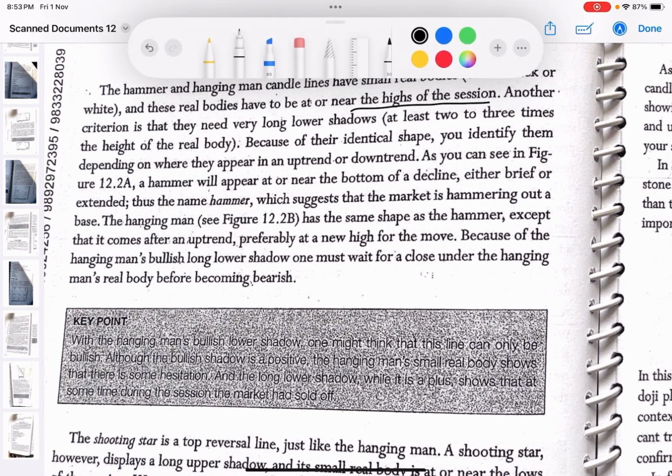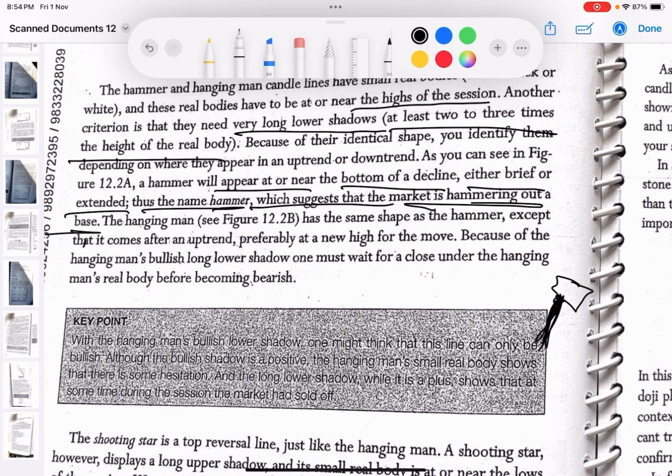Another criterion is that they need very long lower shadows, at least 2 to 3 times the height of the real body. So the shadow or the wick has to be 2 to 3 times the body. If I have something like this, that doesn't mean it is a hammer. The wick needs to be at least double or triple that of the body. A hammer will appear at or near the bottom of a decline, either brief or extended, thus the name hammer, which suggests that the market is hammering out a base.